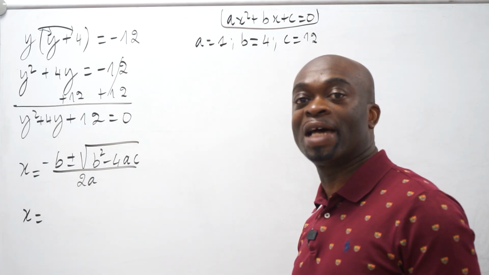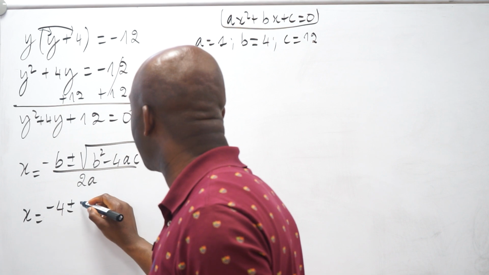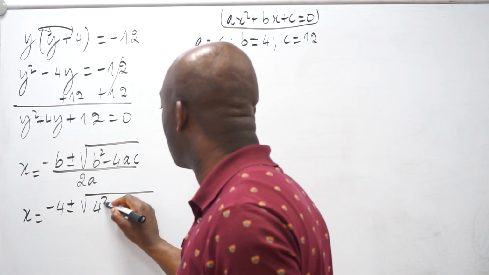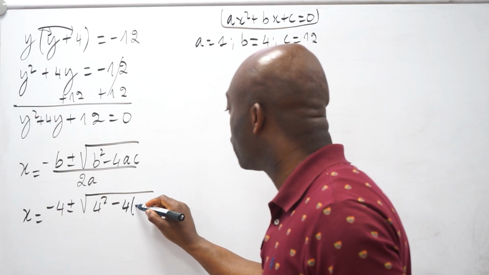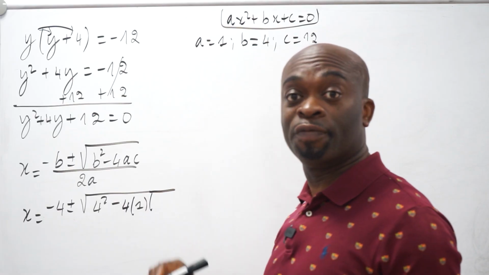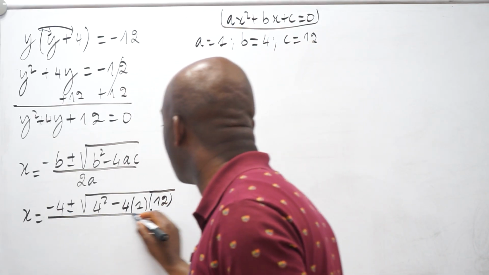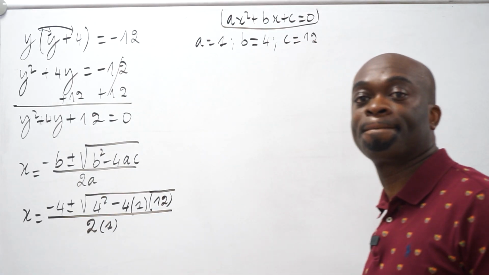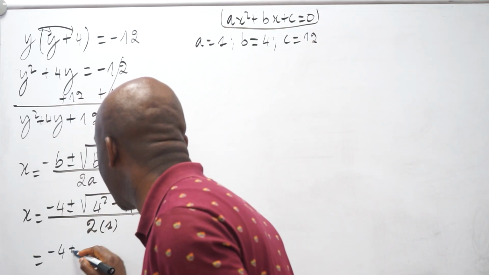So when we plug it in, negative b means negative 4, plus or minus the square root of 4 to the second power minus 4 times 1 times c, and c is 12, so times 12, and this is over 2 times 1.